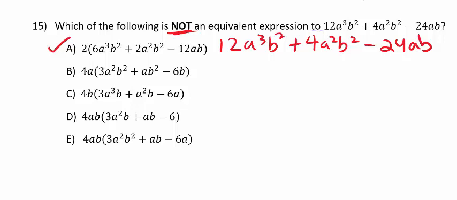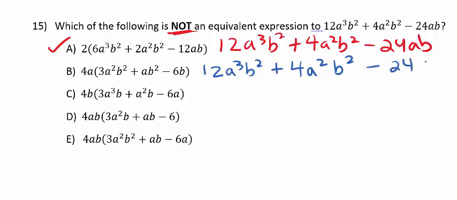In B, we're going to get 4 times 3 is 12. A times a squared is going to be a to the 3rd, and then we have the b squared. The next term, we'll have 4, and then a times a is a squared. And then we have b squared minus 4 times 6 is 24, and then we have an ab. So this one turns out to be an equivalent expression, so it's not that one.